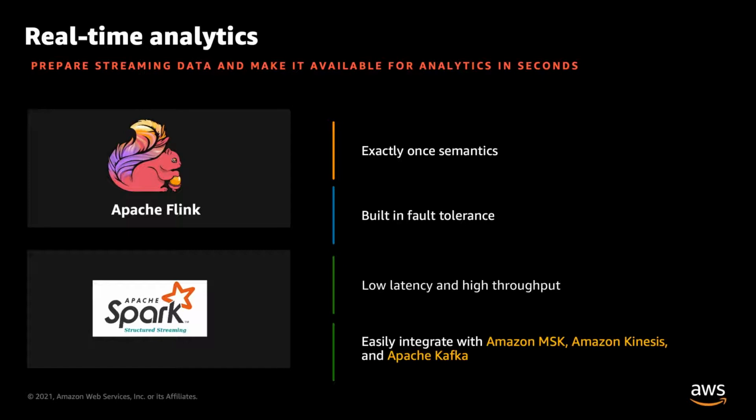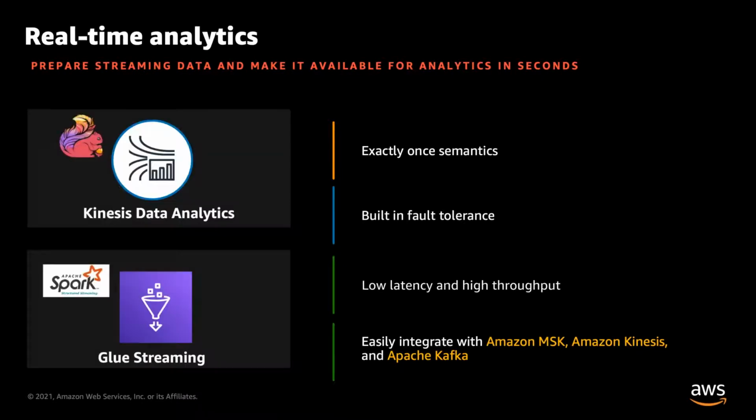They also come with a rich ecosystem of tools and connectors, source connectors and sink connectors, that help you integrate with your sources and sinks. So they easily integrate with MSK, Kinesis, and vanilla Kafka. We do have managed services for both frameworks. So again, Glue making an appearance, it's based on Spark. Kinesis Data Analytics, the service that I was talking to you about previously, is a managed Flink service. So which one would you use?